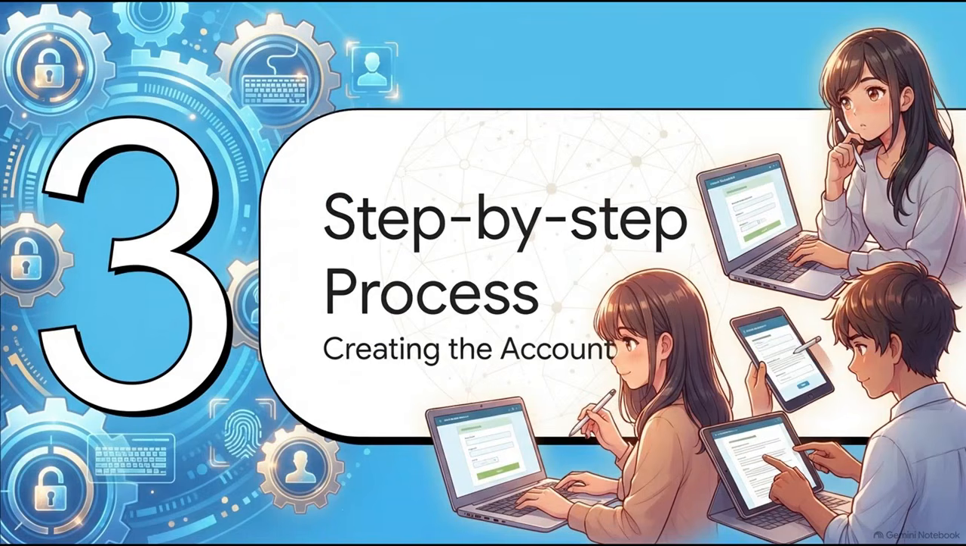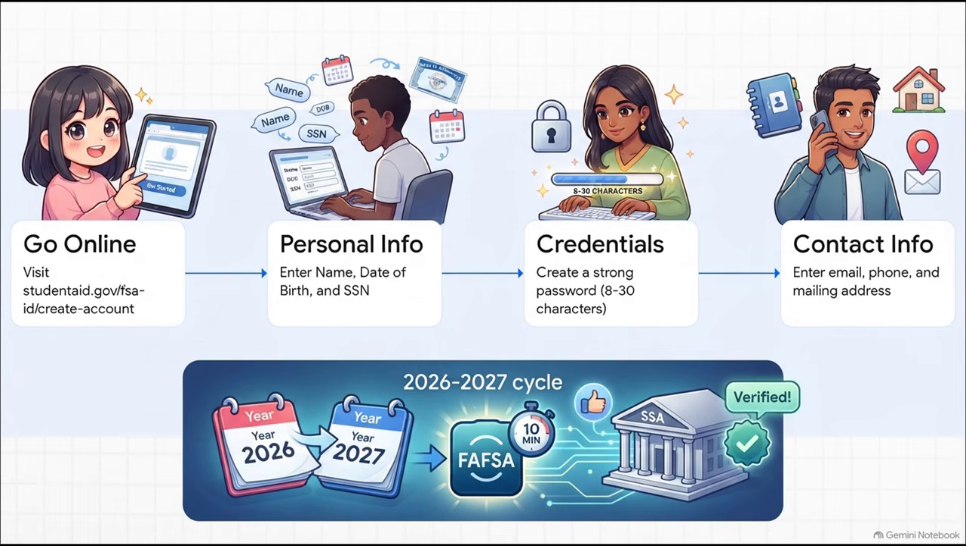All right, Section 3, Step-by-Step Process. Let's start creating the account. Step 1 is easy. Just head over to studentaid.gov/FSAID/create-account and click Get Started. Step 2, you'll enter your personal info, that perfectly matched legal name, date of birth, and SSN. Step 3, you'll create a username and a super strong password that's between 8 and 30 characters long. Finally, Step 4, just drop in your contact info and mailing address.